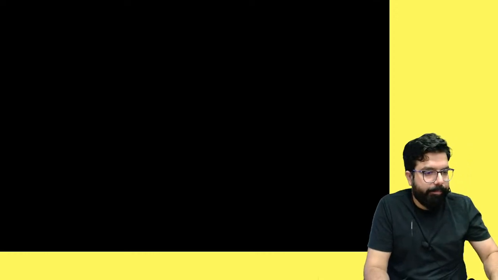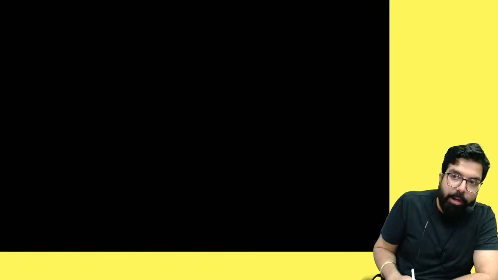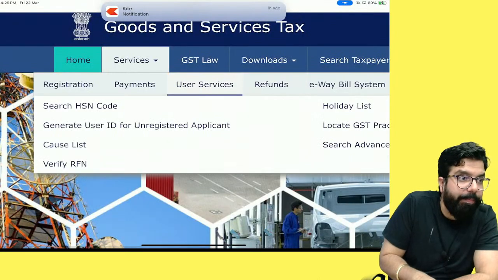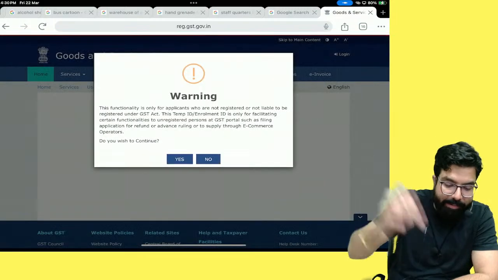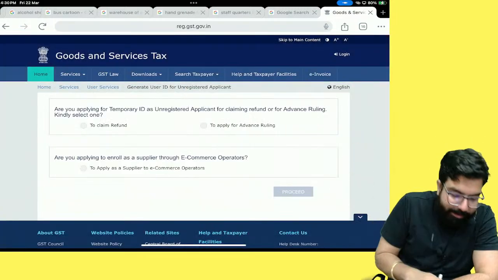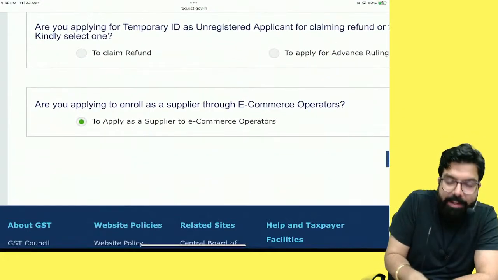You have to go to gst.gov.in. Here you have to go to services. Okay, everyone. User services. Can you see generate user ID? Here you have to say that I am not a registered person. I want to supply through e-commerce. Can you see over here?